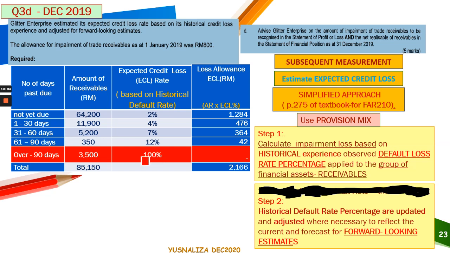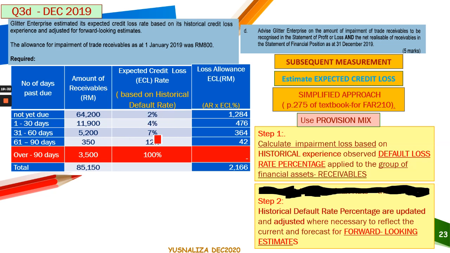Why is that so? Because this will give you an indicator that there is no way that you can collect the account or the amount receivable from this customer that has already been overdue by more than 90 days. So therefore this has to be written off as bad, meaning that whenever you have the default rate of 100%, this can be related to bad debts written off.